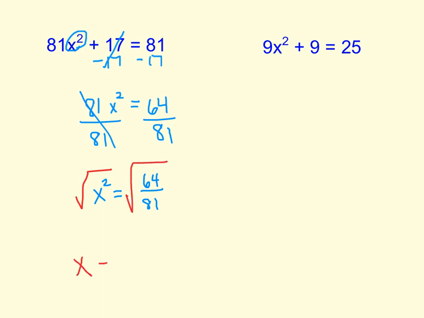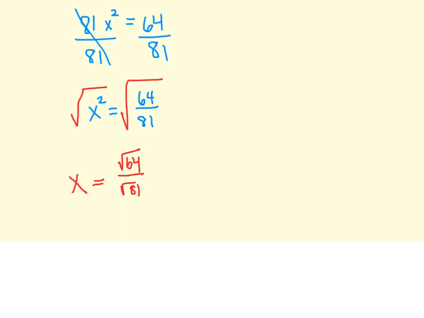So this leaves you with x equals, so what happens when you square root a fraction? I'm going to show you every step. You can square root the top number and you can square root the bottom number. So what's the square root of 64? That's an 8. What's the square root of 81? 9. So x is equal to 8 over 9. But don't forget the plus or the minus.